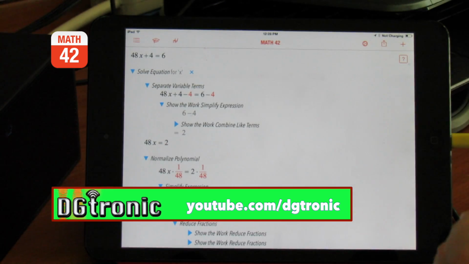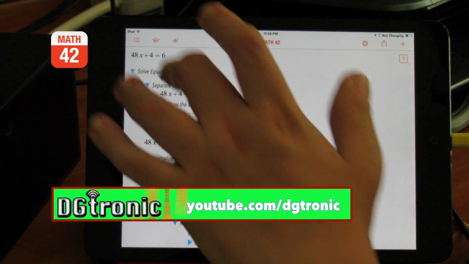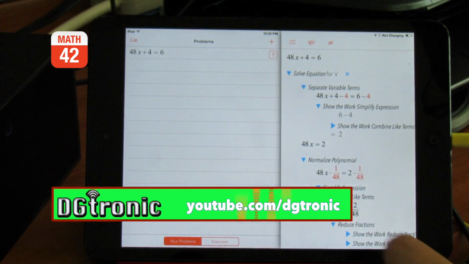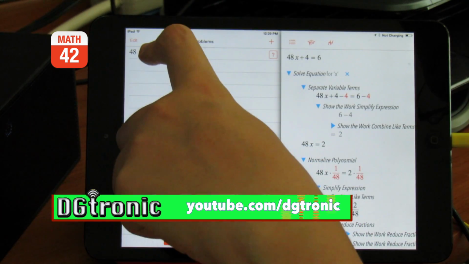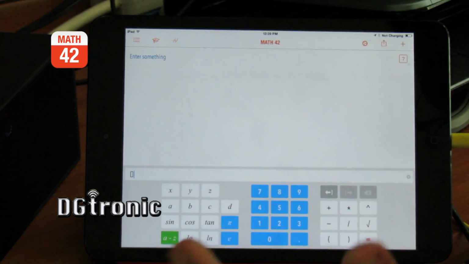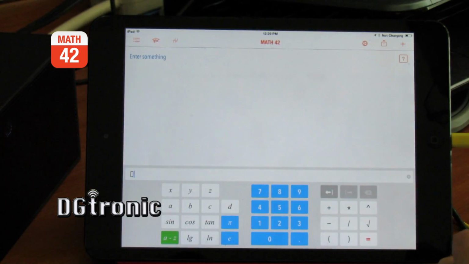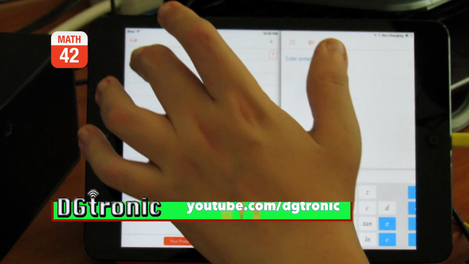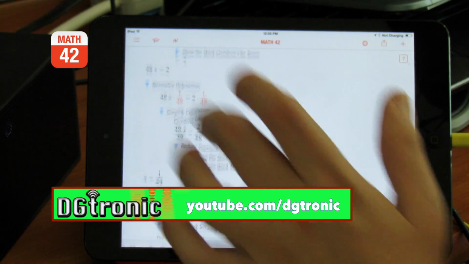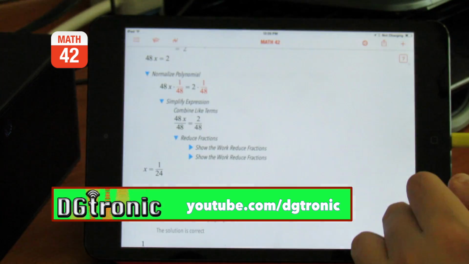So we hit done. We come back to the equation again. There's a few options here. If you tap that part on top, it gives you the current equation you have. You can add new ones by entering something again. Let's go back to this one. Alright, so let's go back here.